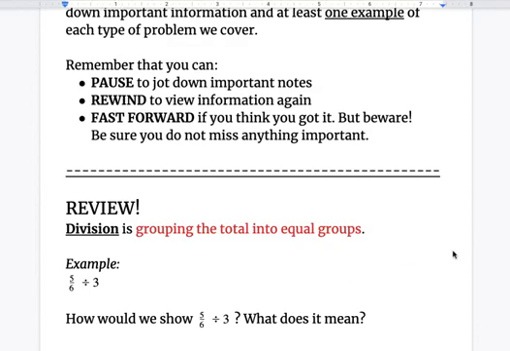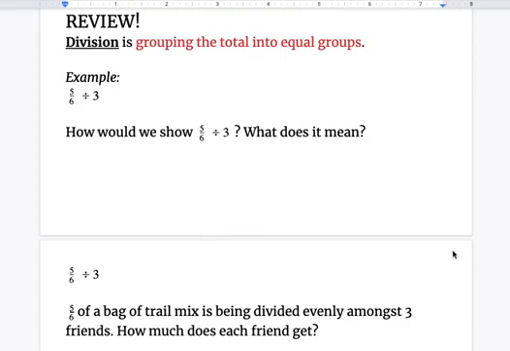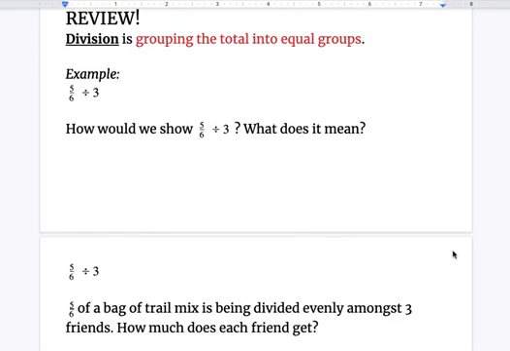How would we show what 5/6 divided by 3 means? So I like to use a word problem. I like to imagine that the 5/6, the first number, is a bag of trail mix. It's not completely filled up. Only 5/6 of it is filled up. And it's being divided evenly amongst 3 friends. The answer that I want is how much does each friend get out of that 5/6.